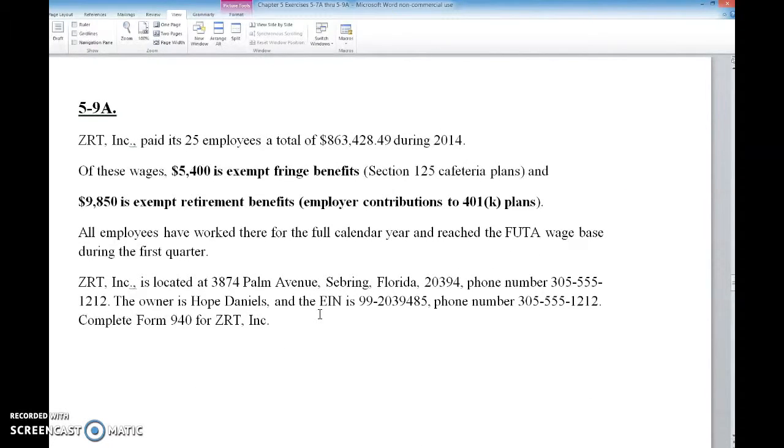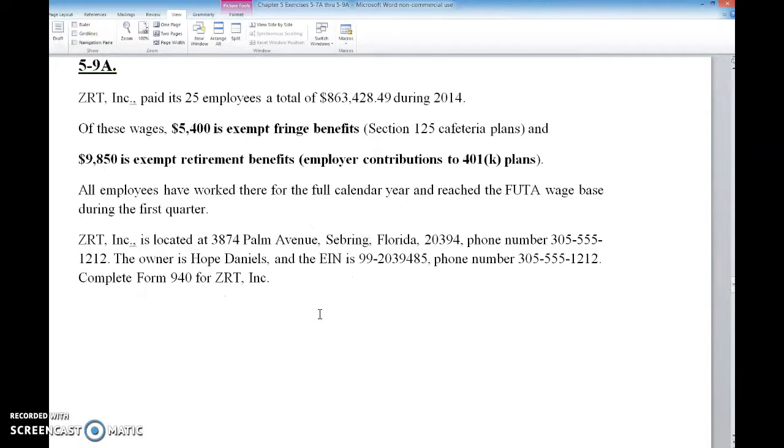Exercise 5-9. In this example, we are going to fill out form 940, and this is on page 183 and 184 in your book. Now, Zard has 25 employees, and they give us how much they paid their employees in 2014. Of these wages, $5,400 is exempt from fringe benefits because they elect to take part in the Section 125 cafeteria plan. And $9,815 is exempt for retirement benefits. That's the employer's contributions to the 401k. All the employees worked a full calendar year and have reached the FUTA wage base during the first quarter.